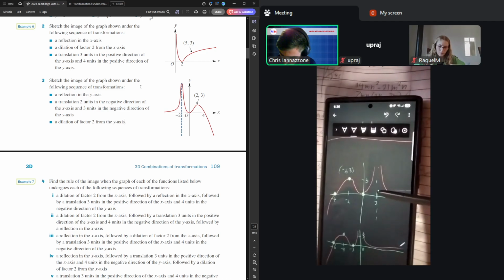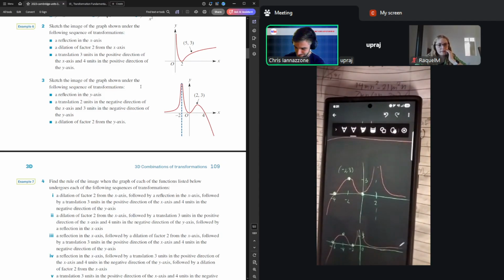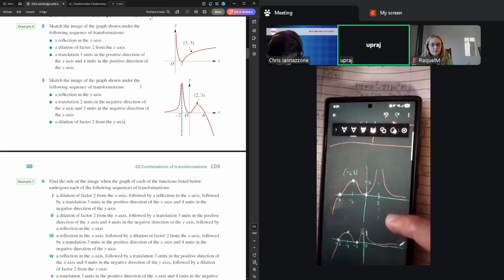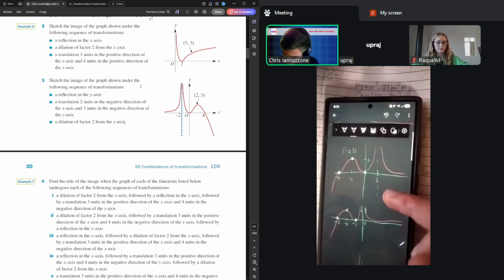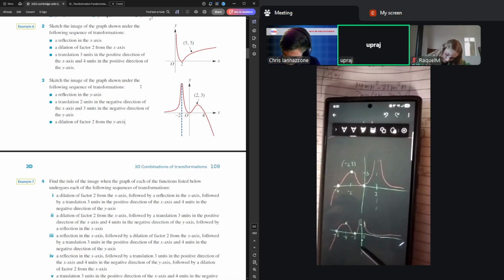So that's that first one. That's what you have for the first one, ish. Maybe. Yeah, so that's what I had for the first one. Oh, okay, good. And then the second one, I did both the translations in one.